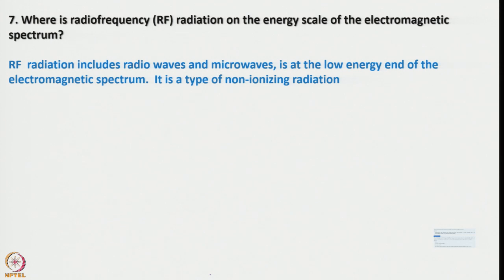So radio frequency radiation includes radio waves, which are used in NMR, and microwaves, which are used in EPR. It is at the low energy end of the electromagnetic spectrum. It's a type of non-ionizing radiation. So this information you should know.